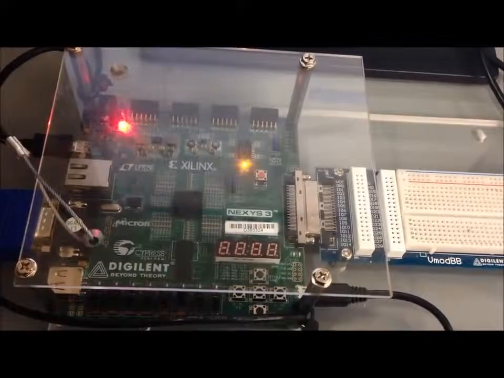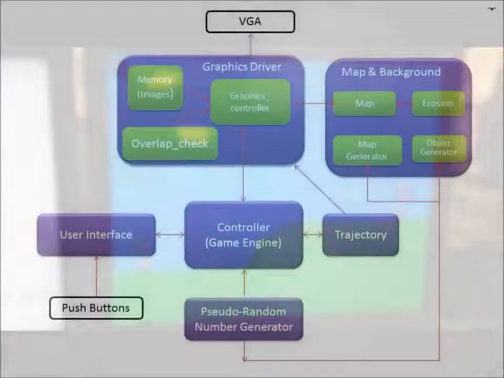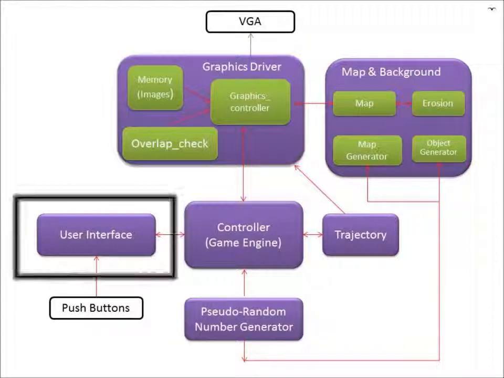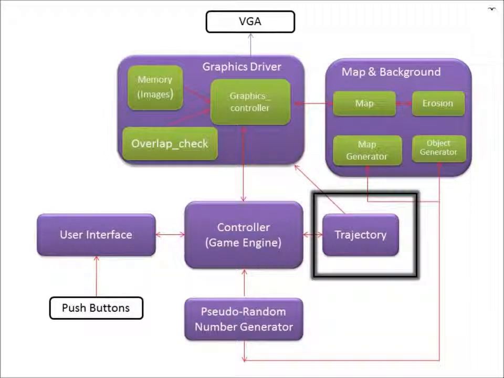We use the Nexys 3 FPGA board, VGA, and push buttons. Our game consists of 5 modules, and 2 have sub-modules. The user interface connects the controller and the user. By pushing the buttons, the user can send a signal to the system. The trajectory of the cannonball is affected by the speed, angle, gravity, and wind speed.